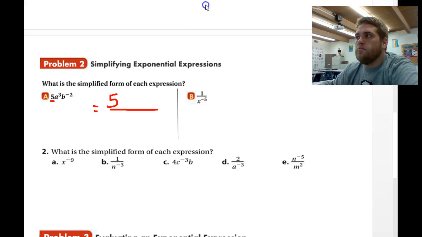Then I have, so let me change colors for better, then I have a cubed, so a to the third. Is there any negative exponents there? No, it's just a to the third, so I leave it alone.